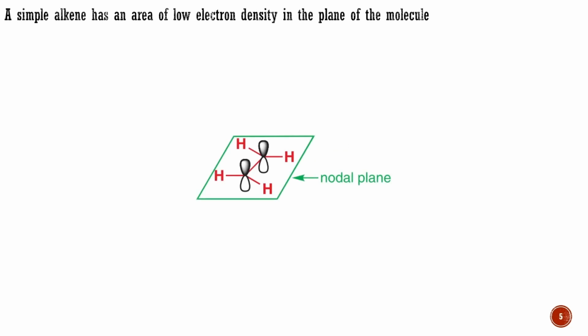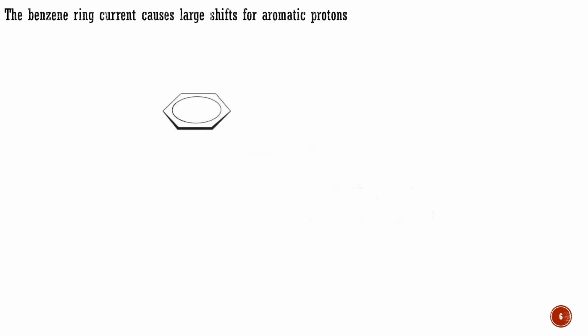A simple alkene has an area of low electron density in the plane of the molecule because the pi orbital has a node there, and the carbons and hydrogen nuclei lying in the plane gain no shielding from the pi electrons. The benzene ring looks similar at first sight, and the plane of the molecule is indeed a node for all the pi orbitals. However, benzene is aromatic.